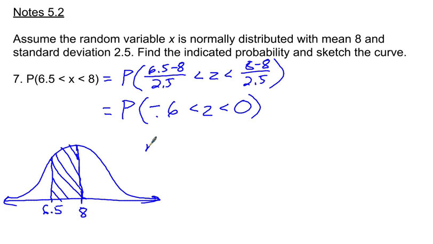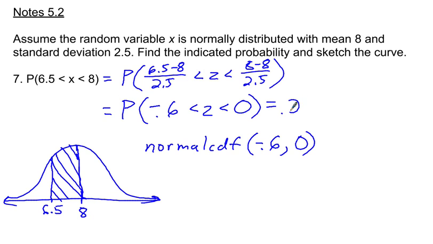So on the calculator, we can enter normal CDF, our minimum, which is negative 0.6, comma, our maximum, which is 0, and on the calculator, this will give us 0.2257.